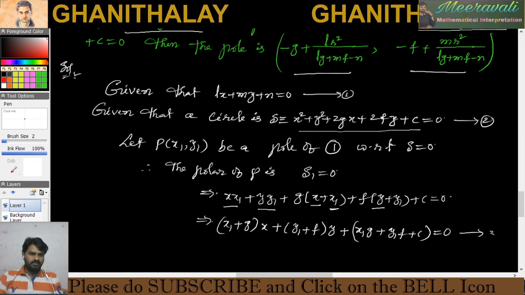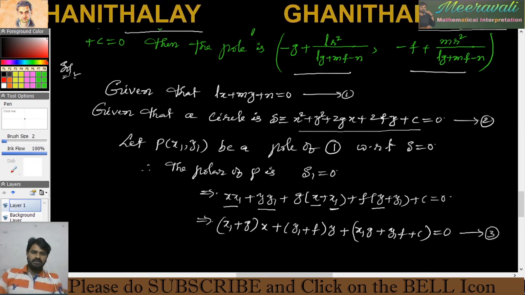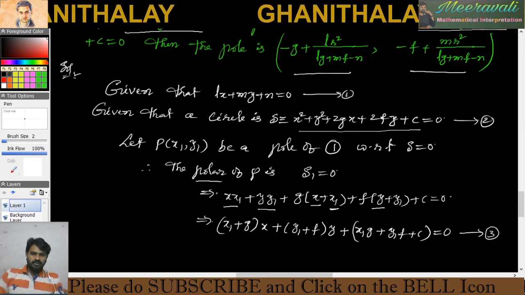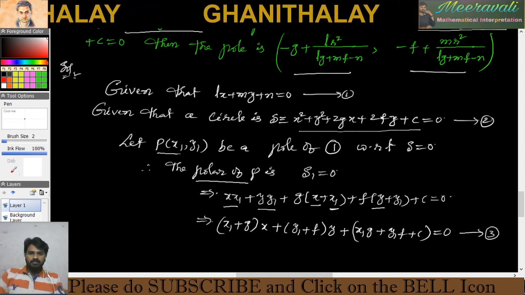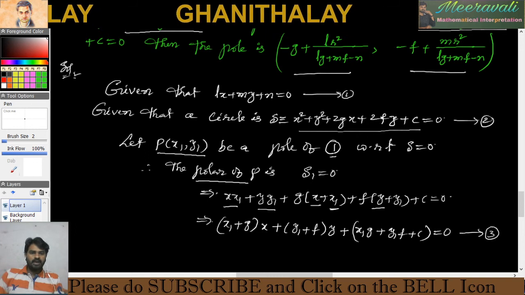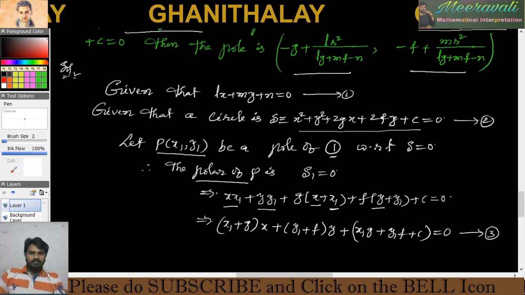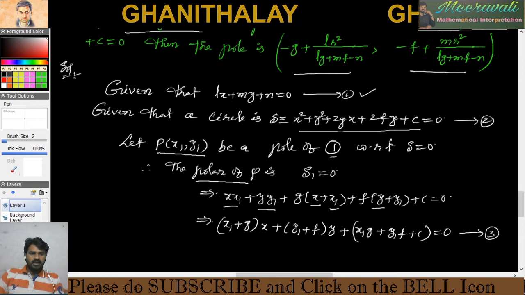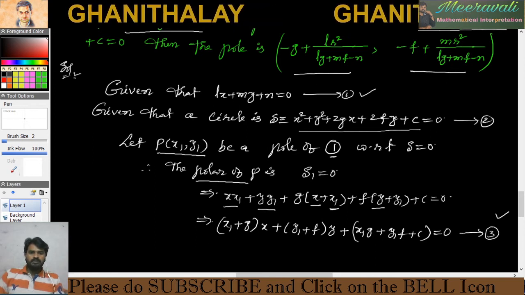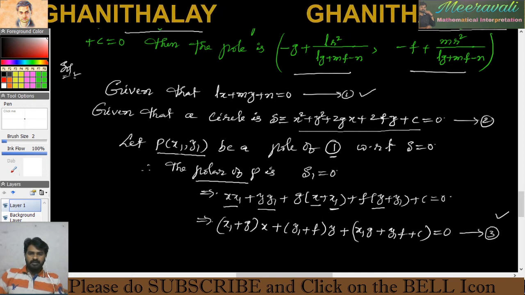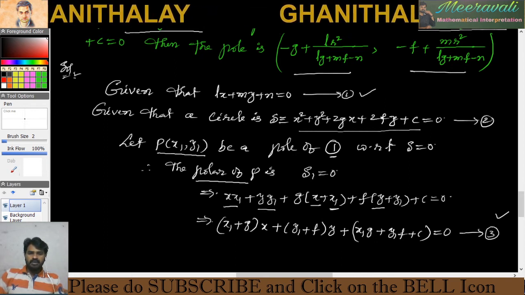So what is equation number 3 here? Here we have taken the polar of P as equation number 3. But what we have taken here, P is the pole of the line 1. Okay now, here 1 and 3 both are the polars of the point P. But we know that for a pole there will be a unique polar.